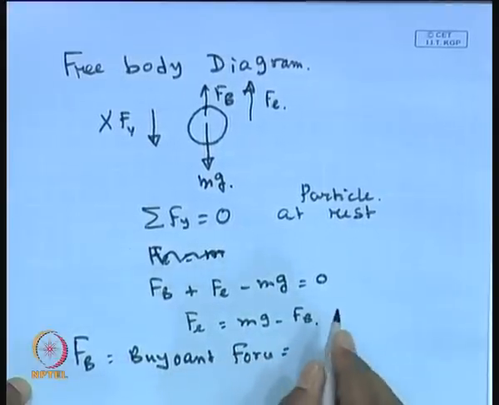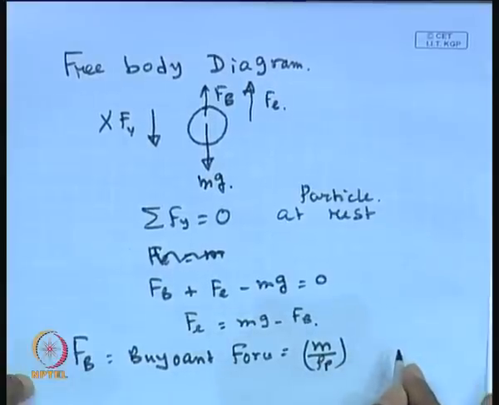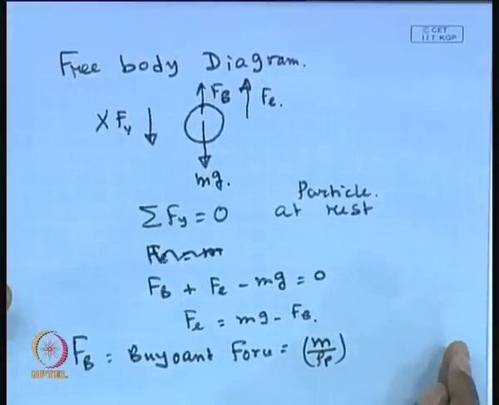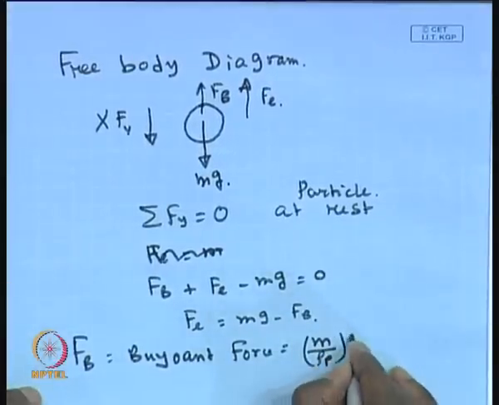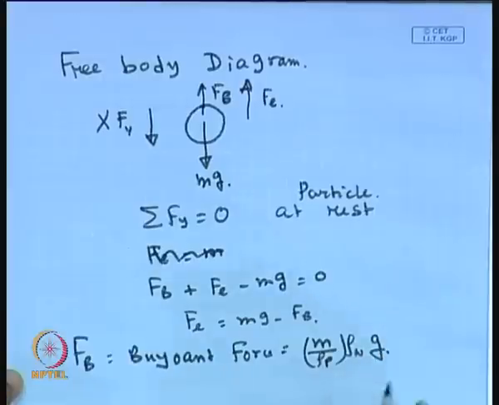What is the buoyant force? The volume of the particle will be m by rho particle. The same volume will be displaced by the water, so multiplied by the rho of water, that will be the mass of water displaced multiplied by g. That will be the buoyant force acting on the particle.